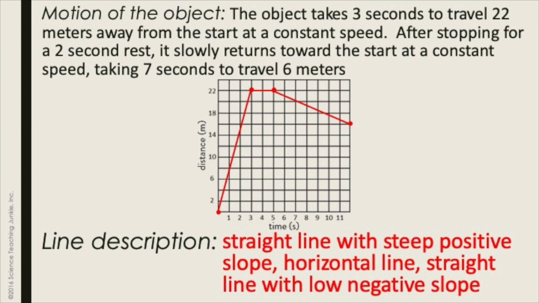And then finally, we have an object that takes 3 seconds to travel 22 meters away from start at a constant speed. After stopping for a 2-second rest, it slowly returns to start at a constant speed, taking 7 seconds to travel 6 meters. So it's heading back towards home, but it doesn't go all the way home. So it's a straight line with a steep positive slope, a horizontal line, and then a straight line with a low negative slope.